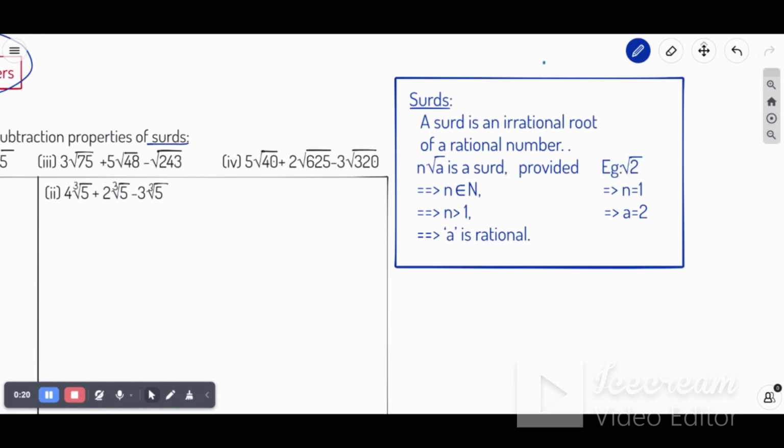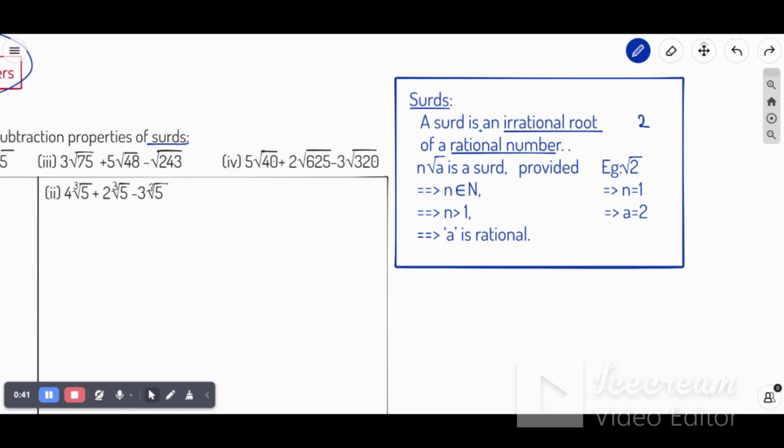So let's start. A surd is an irrational root of a rational number. What does this mean? First of all, we have to take a rational number. In this example, I have taken the rational number 2. 2 is also rational because it is a terminating decimal. It doesn't have any decimals, so it is a rational number.